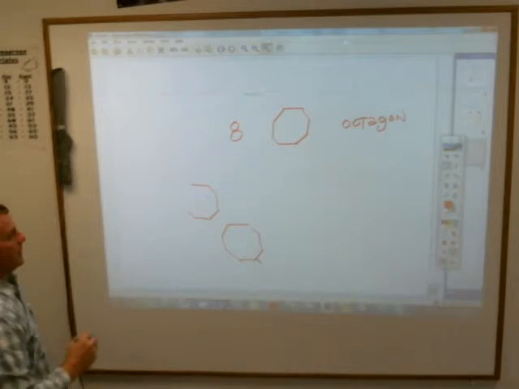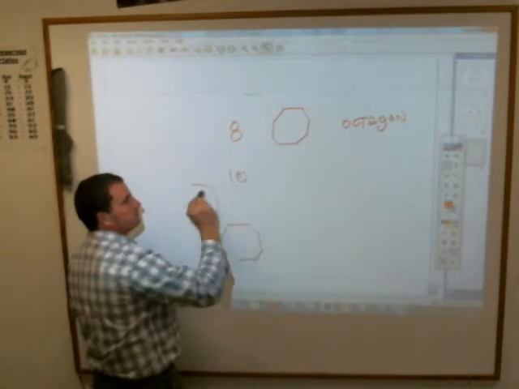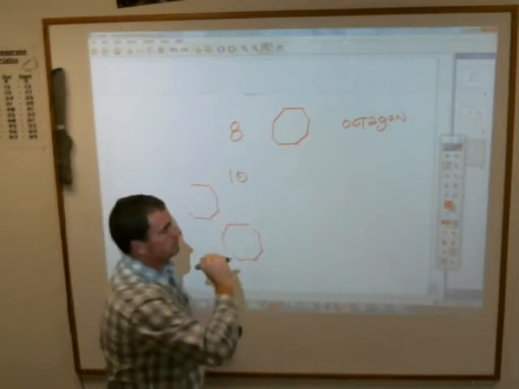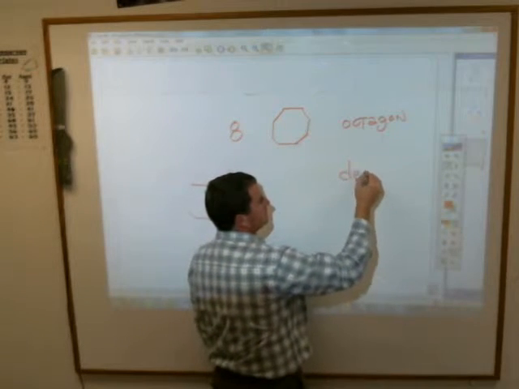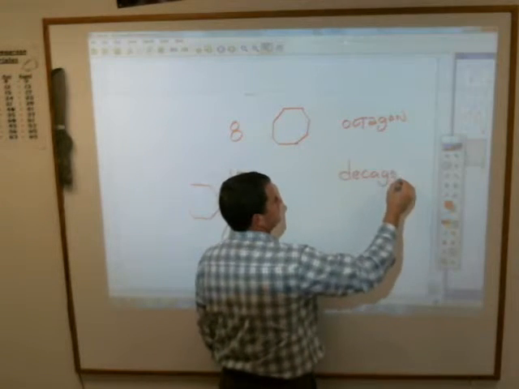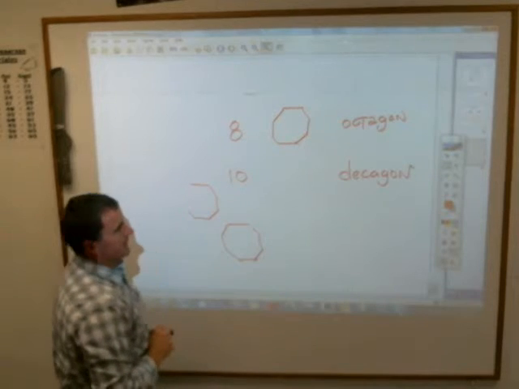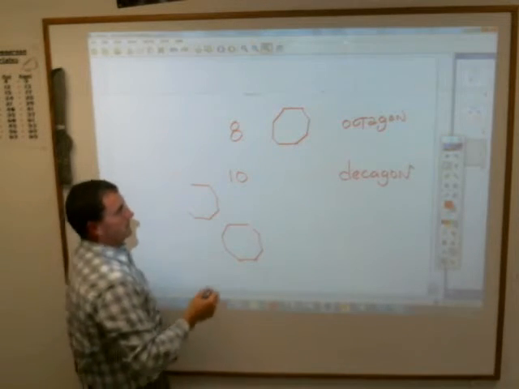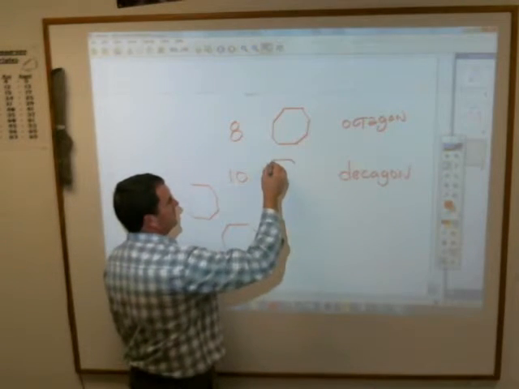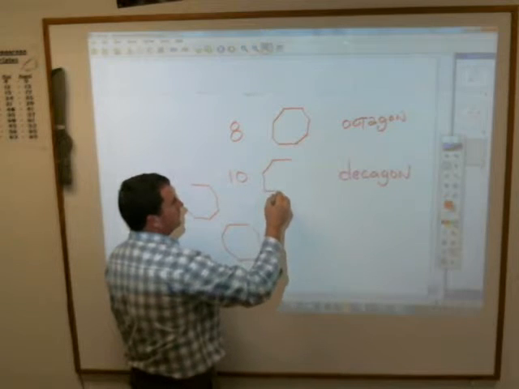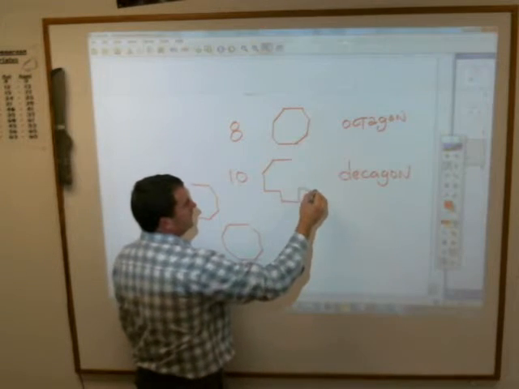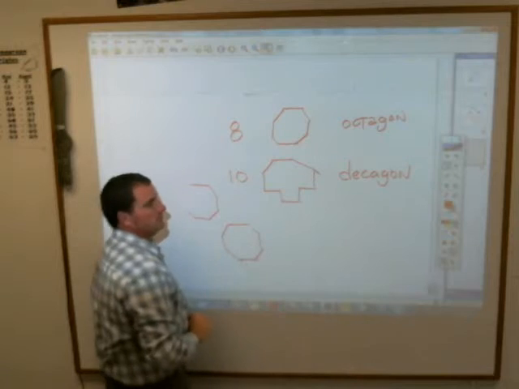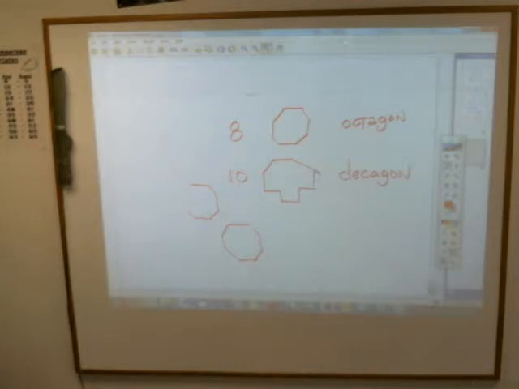A 10-sided shape is a decagon, and again, trying to draw that is not easy. The book just starts throwing lines out there. 1, 2, 3, 4, 5, 6, 7, 8, 9, 10. It can look any shape that has 10 sides and they're all made up of straight lines.